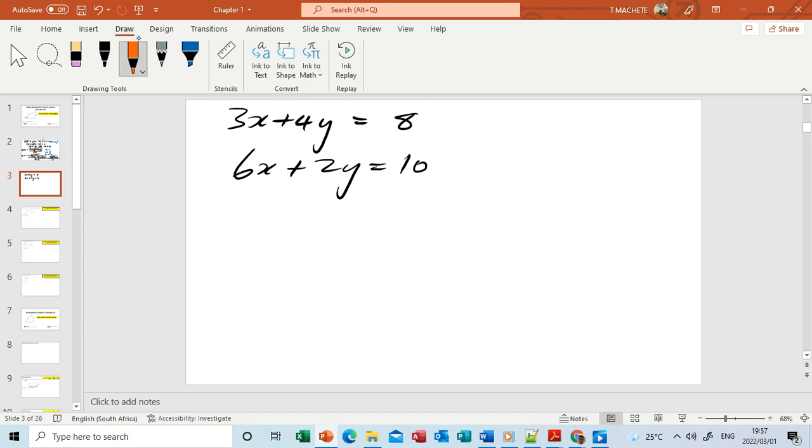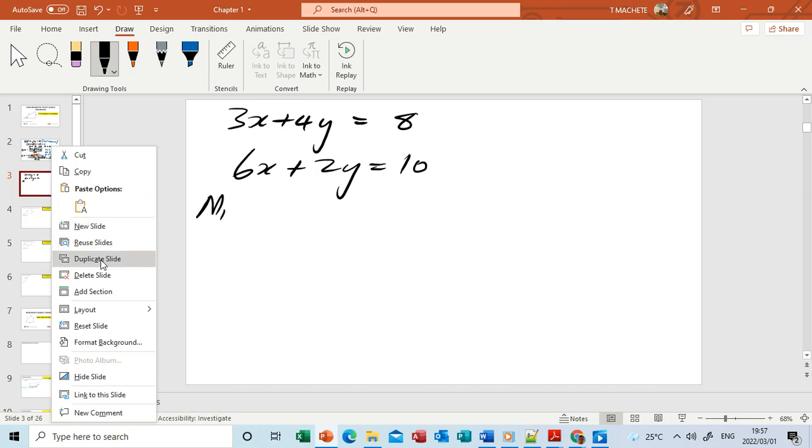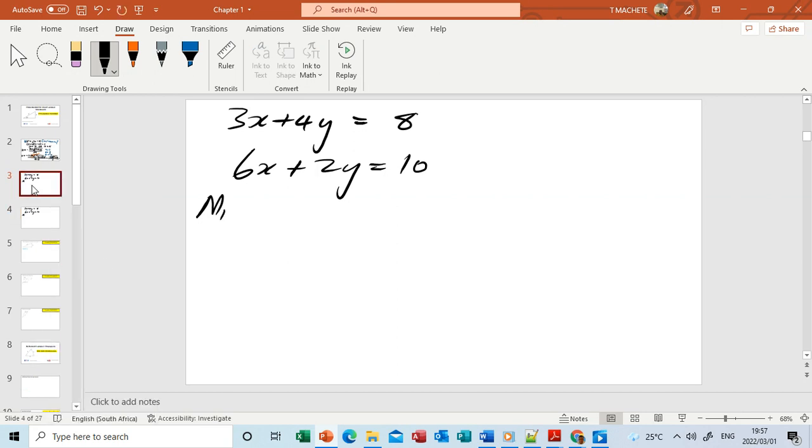So this is what you're going to do. I don't know which method you guys are going to use, but there are two methods that you can use to solve this simultaneous equation. This is the first method, M1. Let me duplicate this. This is method number one.